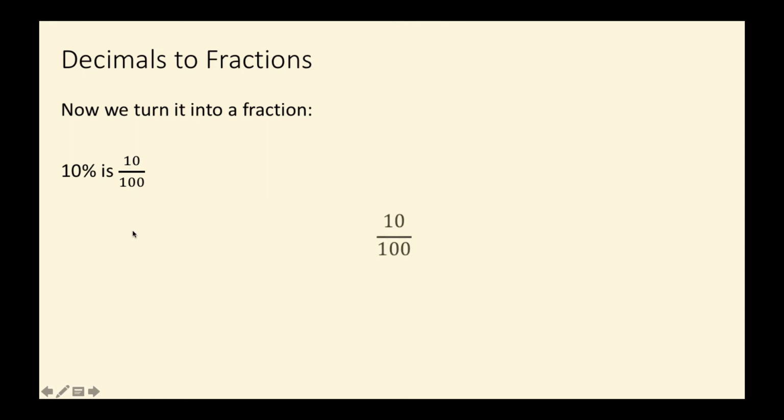And we need to also cancel this down. So 10 over 100 means I can divide it by 10 because they've both got zeros.